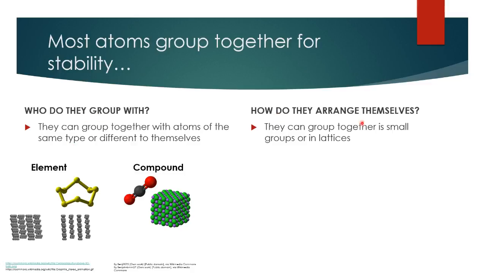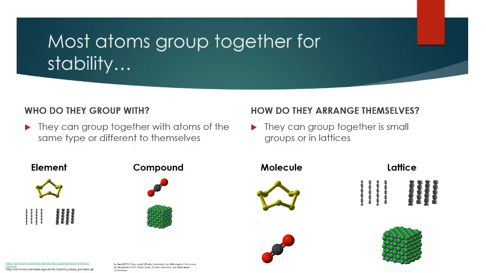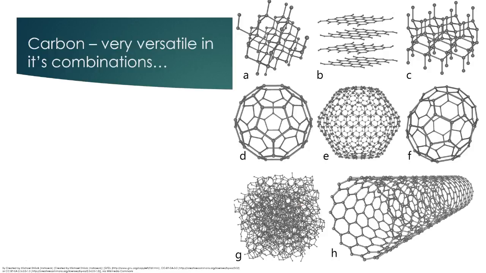Now let's talk about how they arrange themselves. If they like to group together in small distinct groups like this, we call these molecules. If they rearrange themselves in repeating patterns that just keep going on and on until you run out of atoms, we call them a lattice. So essentially we know them as crystals. Sodium chloride, table salt, we know as a crystal. It's lots and lots of sodium and chlorine atoms, one sodium for every chlorine, arranged in this lattice format to form a crystal. So when we name these, we name them based on who they're grouped with and how they've arranged themselves.